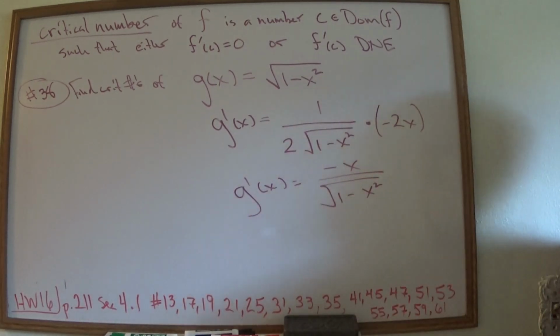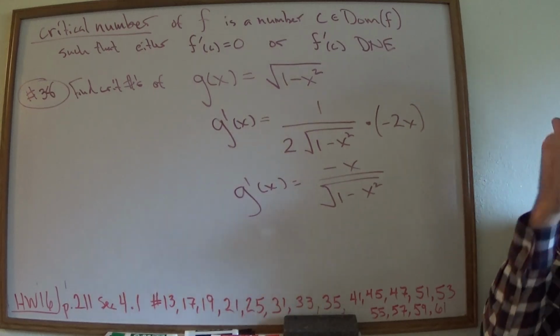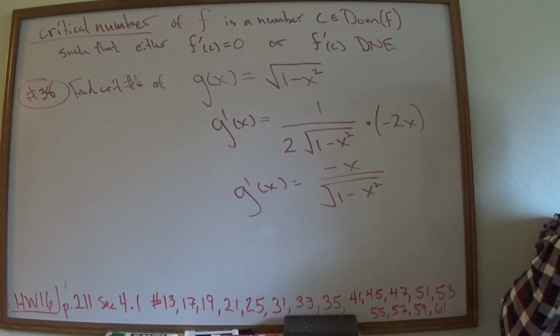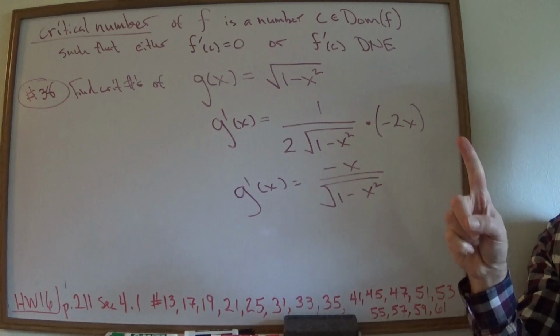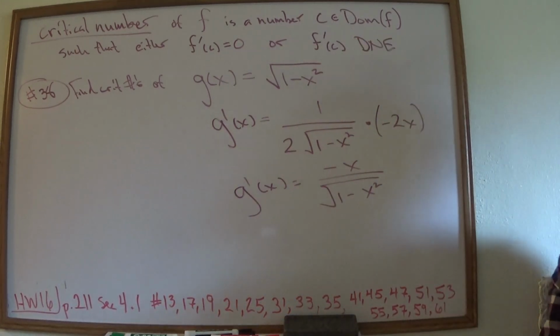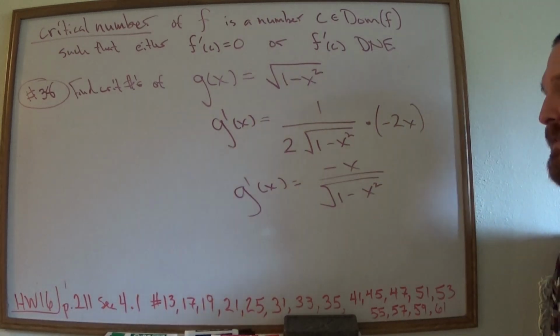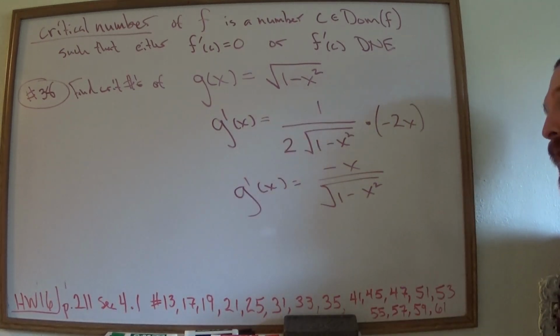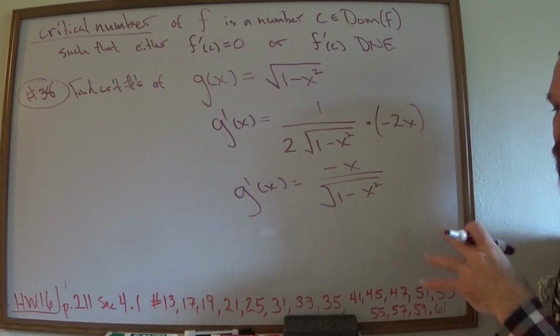Now, yes, we could set it equal to 0 and find the solution. But for critical numbers, where does this not exist? When x equals 1. Or negative 1. And so if you're finding critical numbers, there's a little extra step. You have to ask, does this thing blow up? Because if it blows up, it doesn't exist. If you tried to take the limit, it just wouldn't exist.